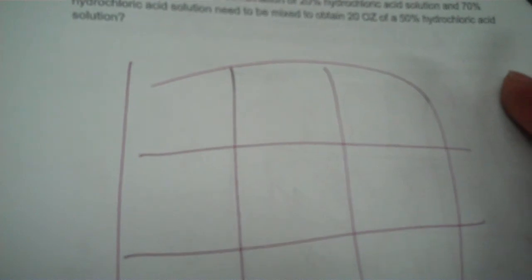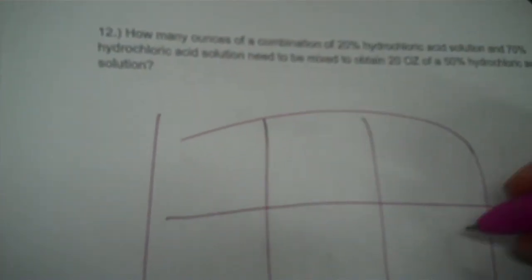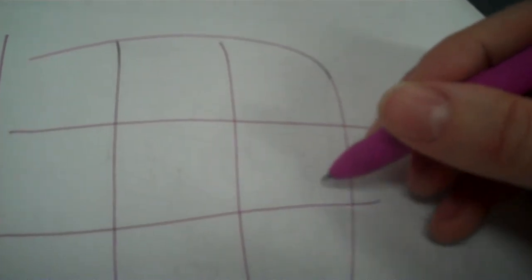Okay, number 12 is a different type of problem. You're going to use a chart, but you got to set it up differently. How many ounces of 20% hydrochloric acid solution and 70% hydrochloric acid solution need to be mixed to obtain 20 ounces of a 50% solution? You're going to use a table, you're going to end up with 2 equations, but how you get there is different. You will not be exiting that box out on a percent.